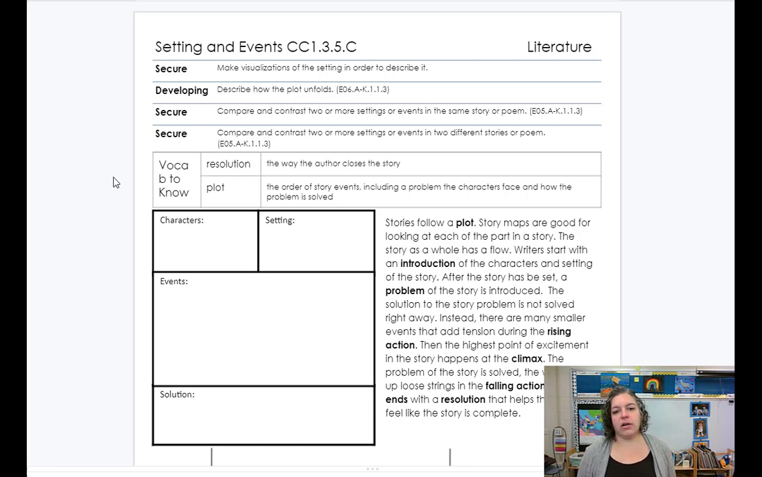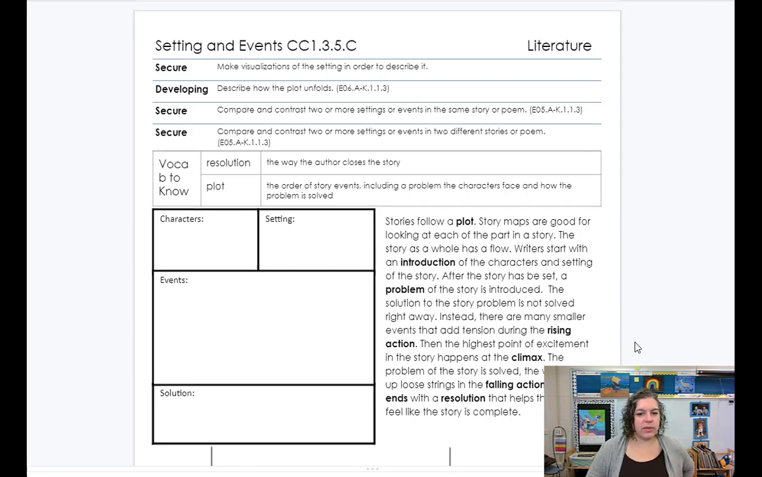So what we have here is some vocab. Resolution: the way that the author closes the story. Plot: the order of the story events, including the problem that the characters face and how that problem's solved. So stories follow a plot. Story maps are good for looking at each part in a story, so we could break things down so we can look at our characters, look at the setting, look at the events and the solution. But the story as a whole has a flow.